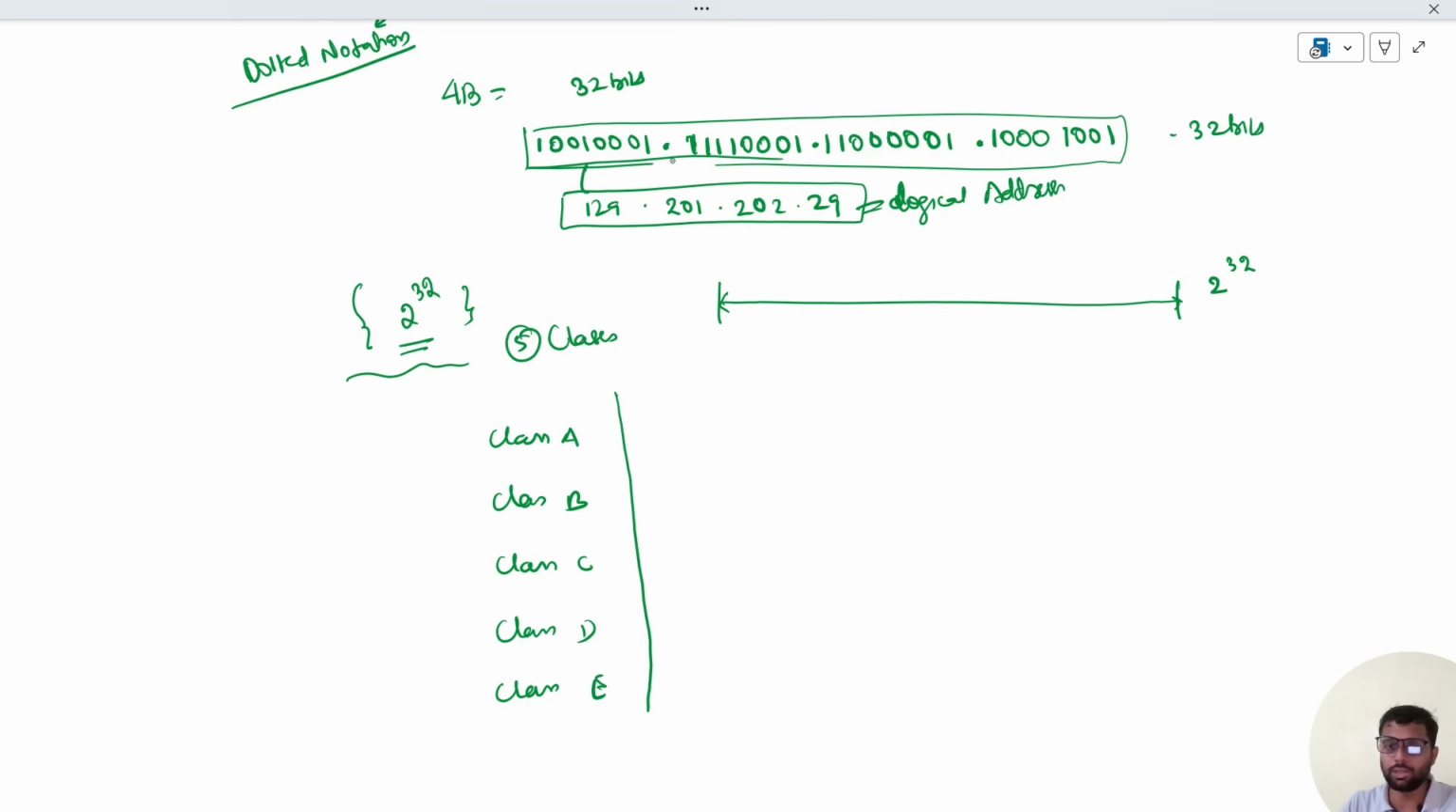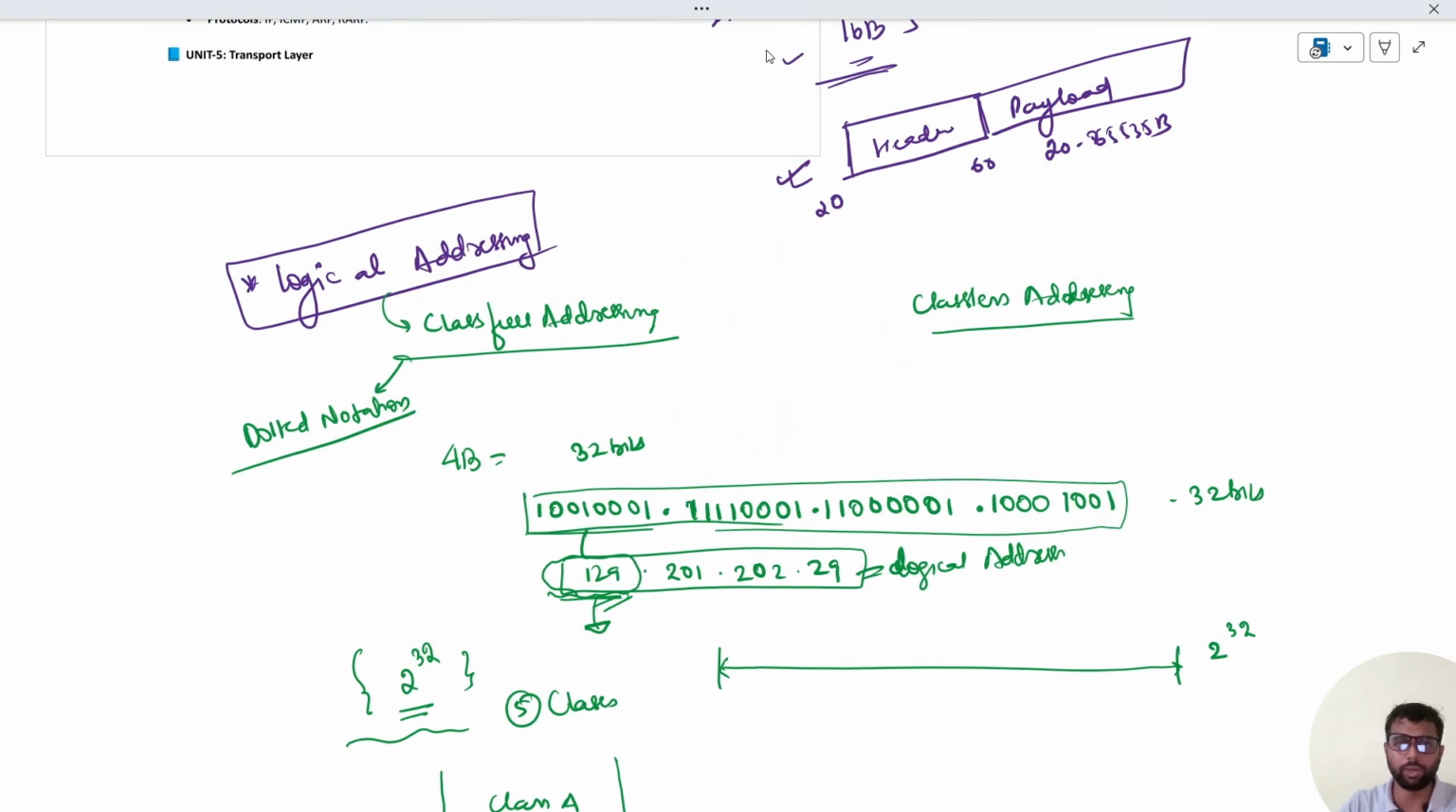And we know what dotted notation is. This is the dot notation of addressing. Now, the first byte, if you count from the MSB, can be used to identify which class the address belongs to. Okay. Also, before we go into that, let us understand over here that this is the total 32 bit address.